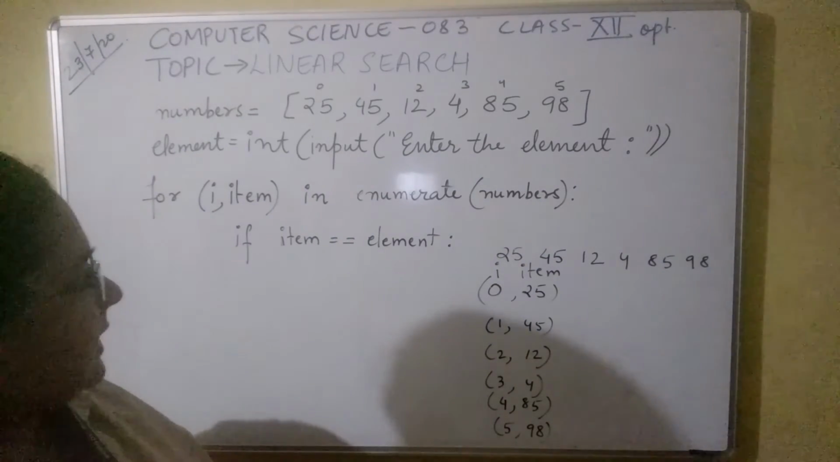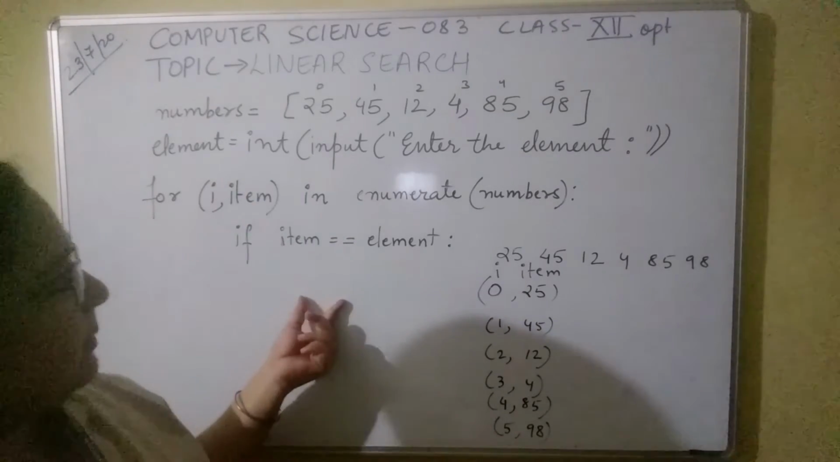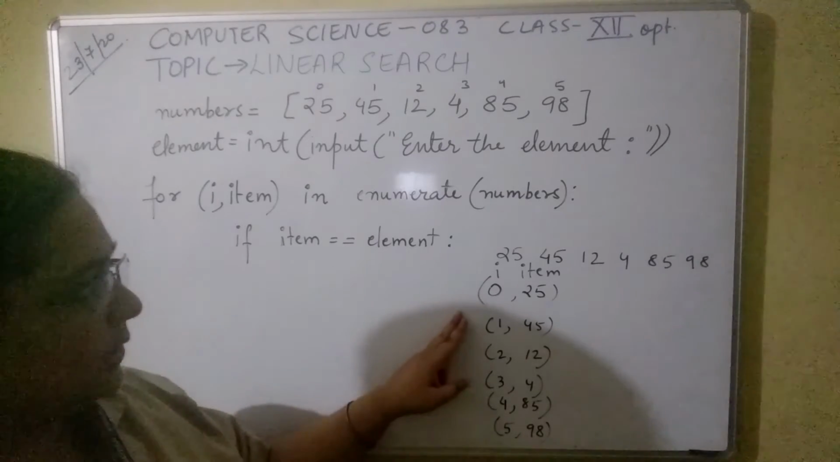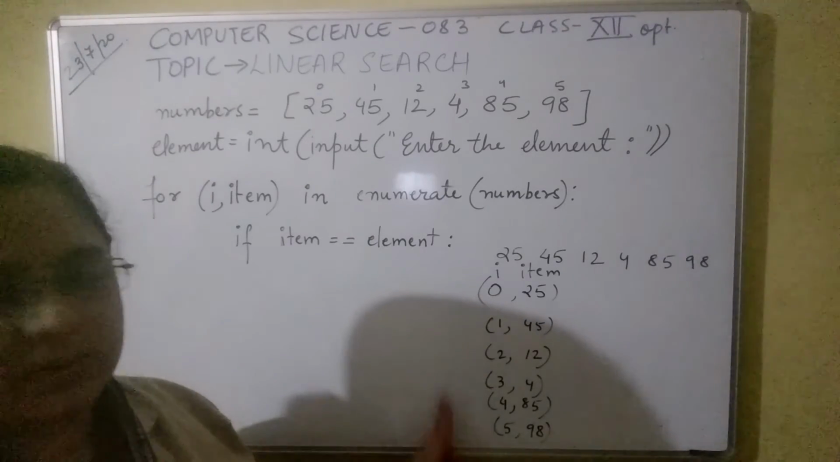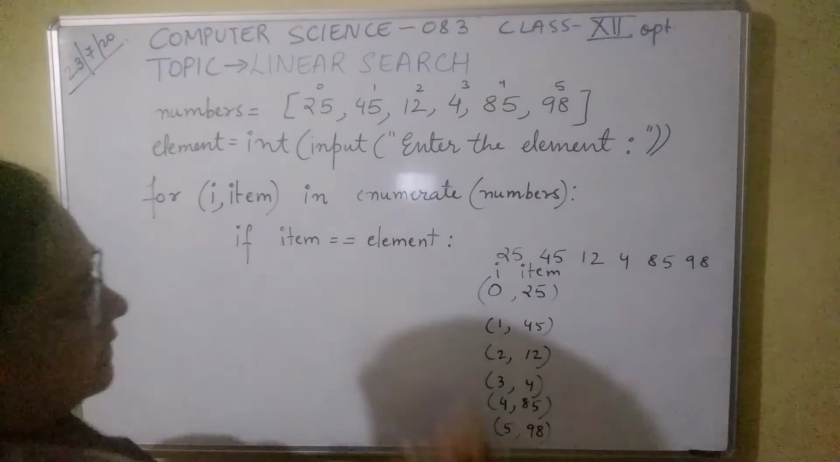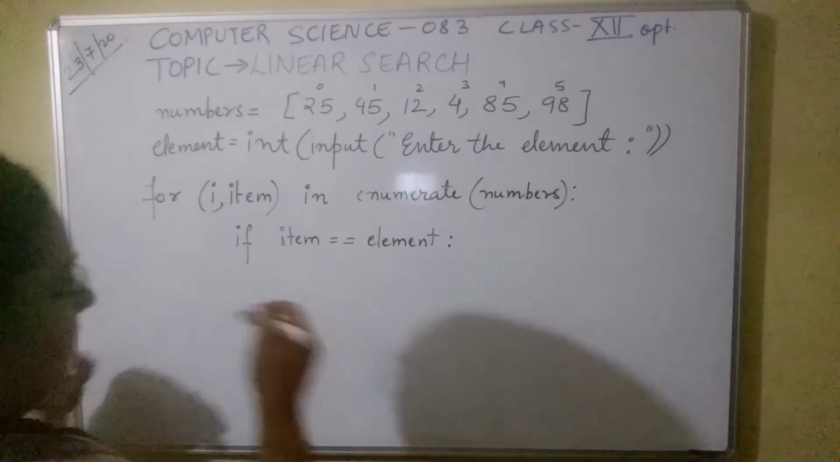So I can select item from here. If item, that is 25, equal to element, that means the match is found, and for that I need to print the position of the item also. So from i I will get the position of the item. So I'll be able to write the position in this way.